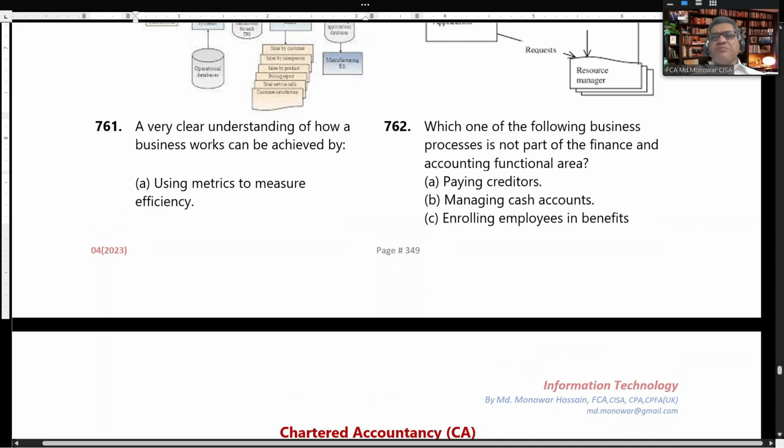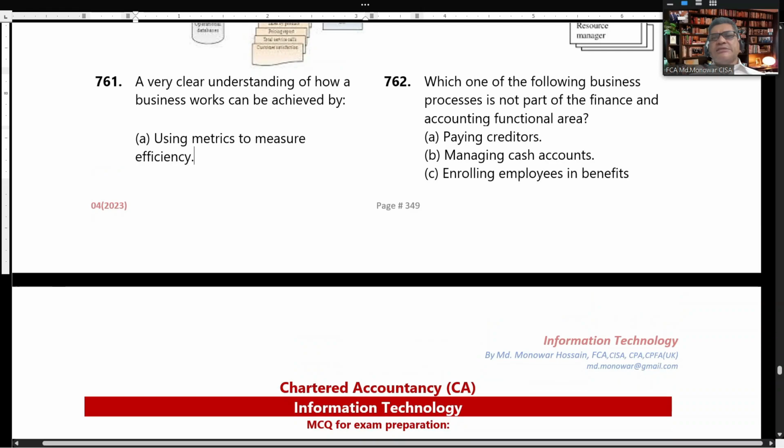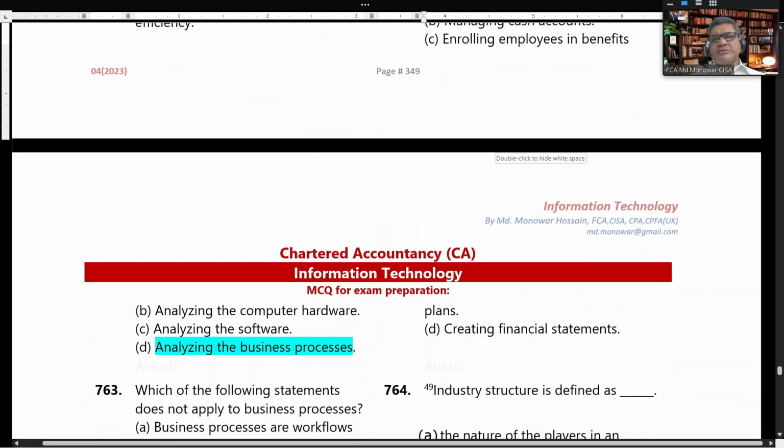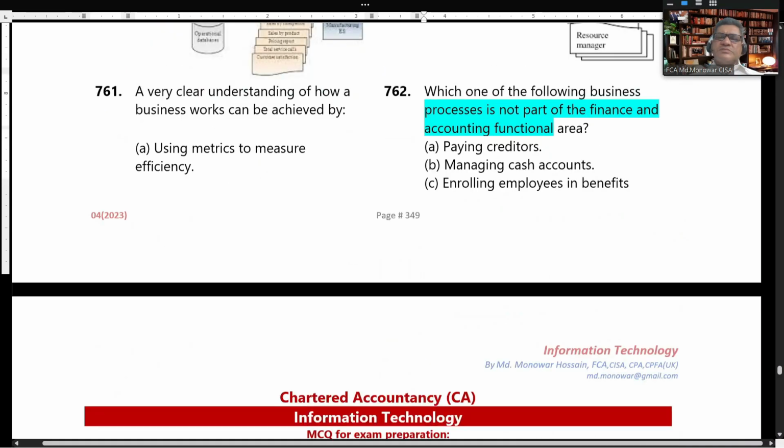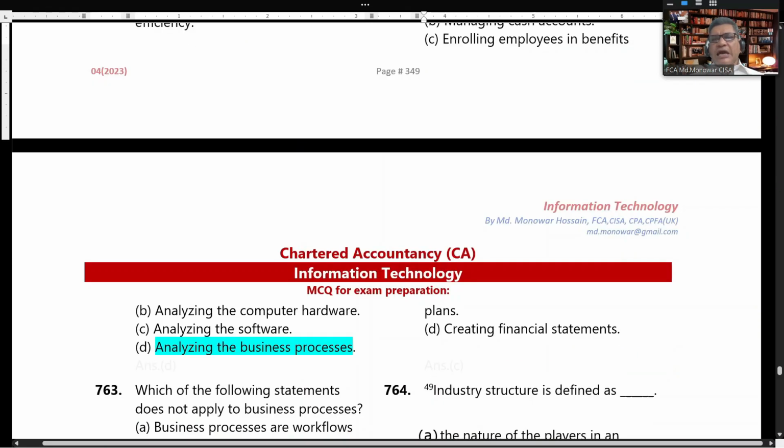Which of the following business processes is not part of the finance and accounting functional area? Here are four processes. It's not part of accounting and finance. What would be the answer? Here, look here. Paying creditors is the accounting part. Managing cash accounts, accounting part. Enrolling employees in a benefit plan. Creating financial statements is the accounting part.